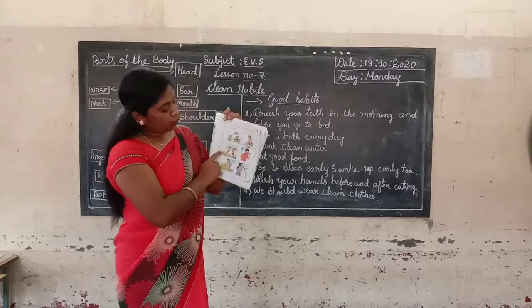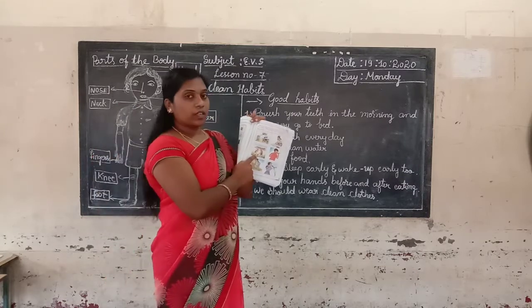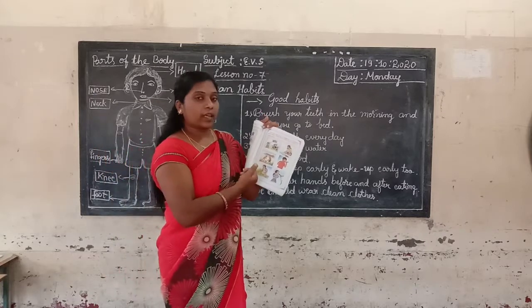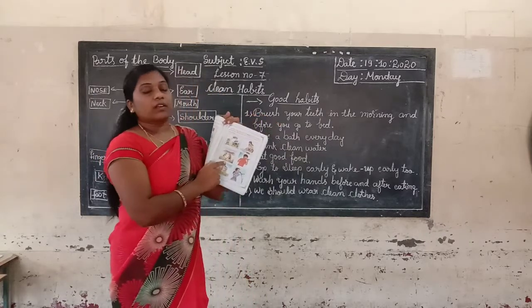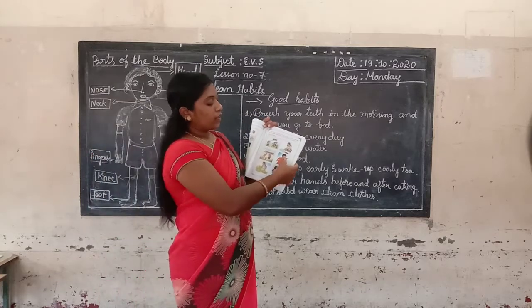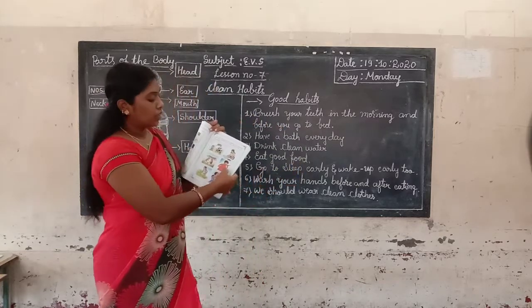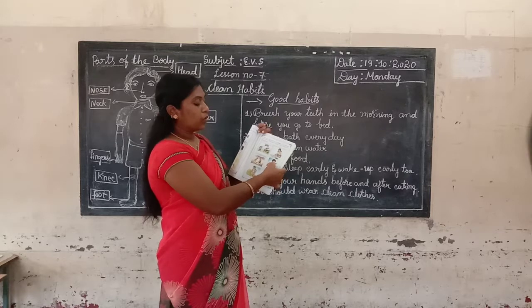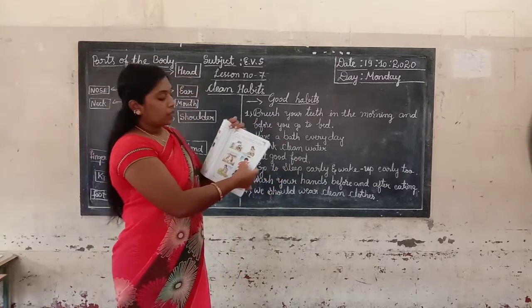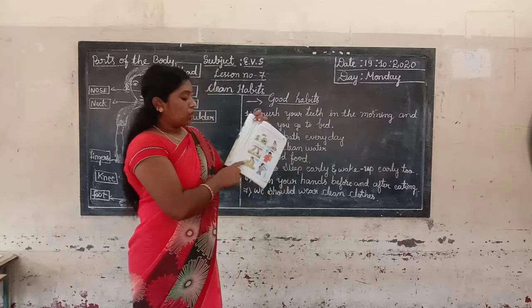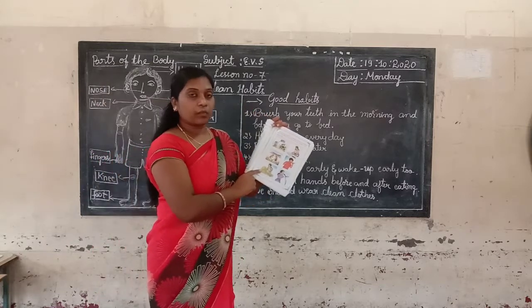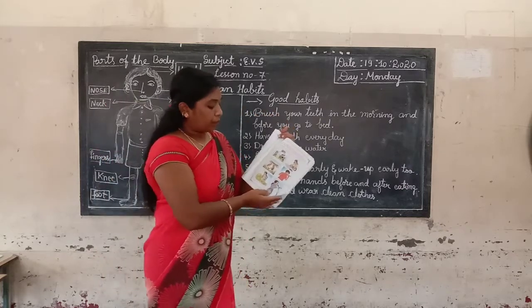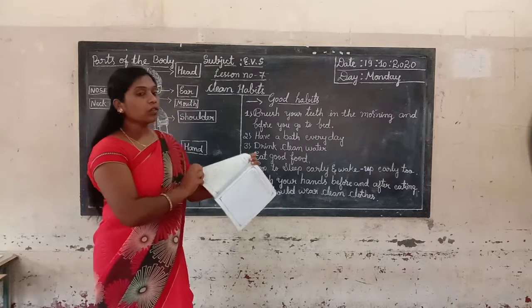Next, what's going on here? Yes, children are cleaning in front of the school. Which parts of the body help here? Hand and leg. Next, the boy is eating sugar cane. He is eating some food, that means sugar cane. Which part of the body helps? Yes, here hand and mouth. She is smelling a flower. Which part of the body helps? Nose. Next, we'll go to the next page.